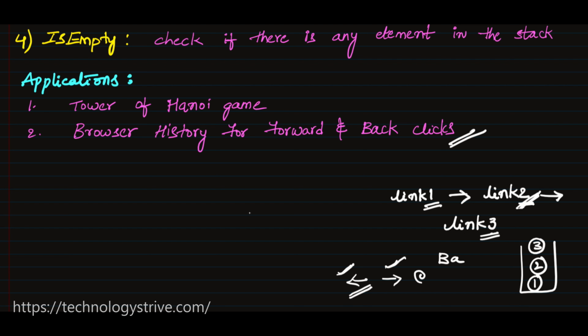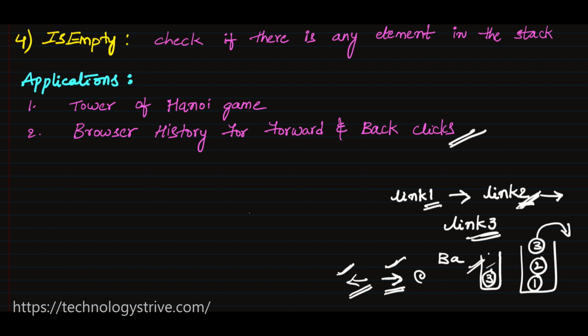And I want to move to the previous page, so what can I do? I can simply remove the top element, which is the pop operation, right? After removing it, I'll put it into another stack. And again, if I use this forward button, I can visit page 3 again, which is on the top of this stack. So here we are using two stacks. This is one of the applications where stack is used.